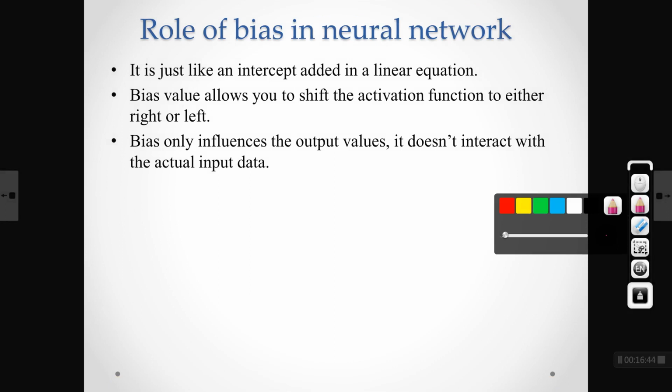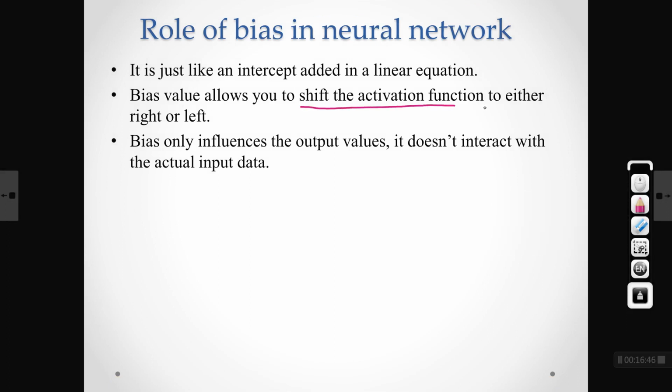I have already told you bias value allows you to shift the activation function either to the left or to the right. Bias only influences the output, it doesn't interact with the input. So it is not going to change the input, it will only affect the output. Now it is just like an intercept added in a linear equation.